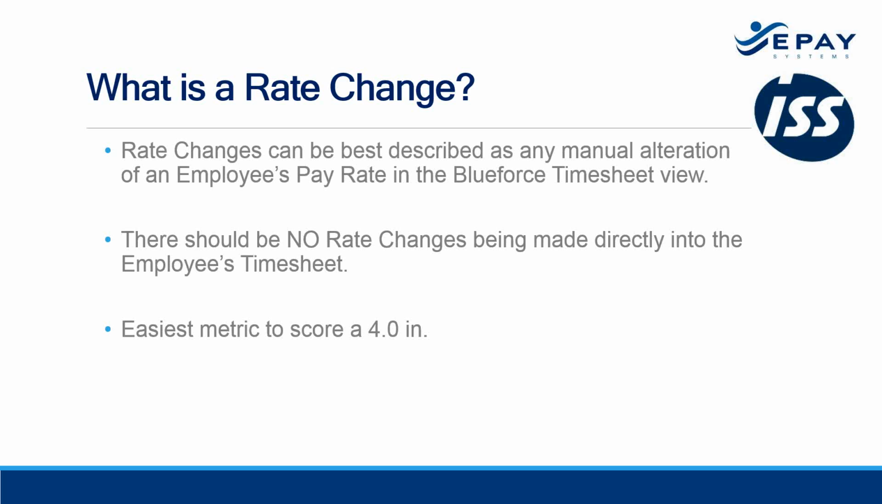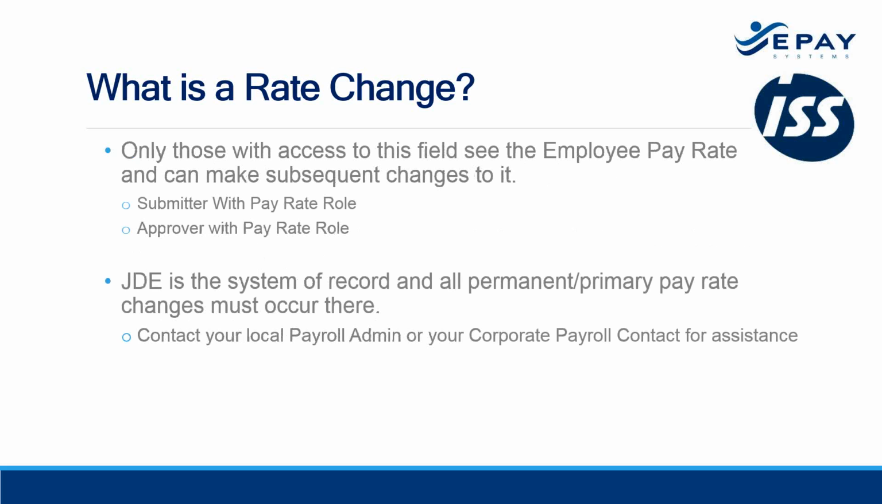Rate changes can be best described as any manual alteration to an employee's pay rate in the Blueforce Timesheet view. That basically means at any point someone goes in and makes any change to the employee's pay rate, that is what's going to be counted against you. We'll go into details a little further, but bottom line, the pay rate comes from J.D. Edwards, and therefore there should be no rate changes made directly in the employee's timesheet. The rate that comes over is the rate the employee should be paid. And once again, this is the easiest metric to score 4.0 in.